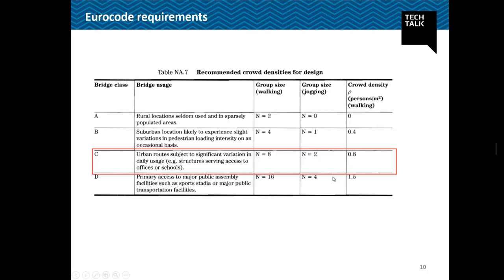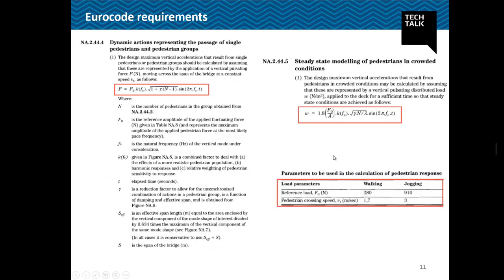Okay, now moving on. As I told you, the Eurocode specifies the forcing function for walking, jogging and crowd steady state. This is given in National Annex 2.44.4. This is the function according to which we need to create the forcing function for walking and jogging. Here F naught is the amplitude we need to consider for force calculation. This is 280 newtons for walking and 910 newtons for jogging, and the speed is 1.7 meters per second for walking and 3 meters per second for jogging.